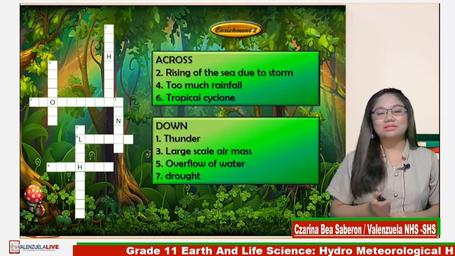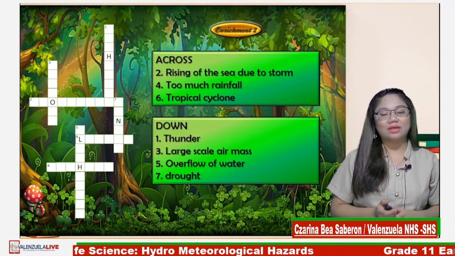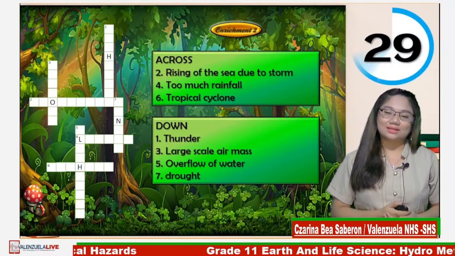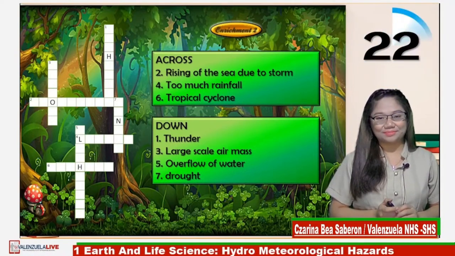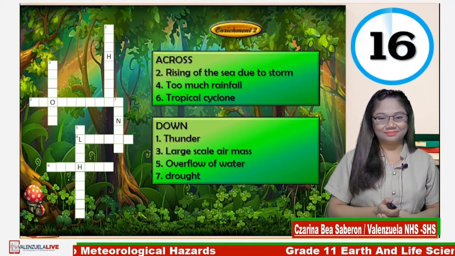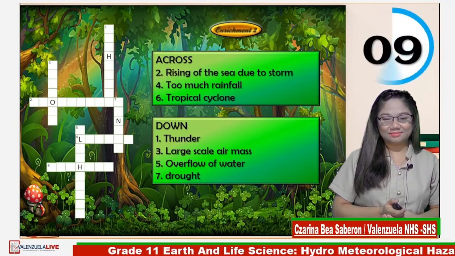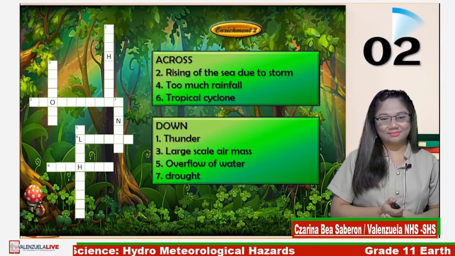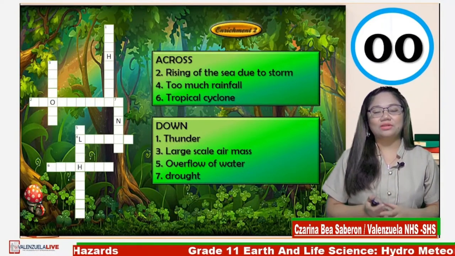Okay, let's have another one. This time, this is a crossword puzzle. We are going to fill in first the across part and then afterwards the downward section. I'm going to give you 30 seconds to think about the answers. For your participation, you may type in your answers in the comment section below. You've got 15 seconds, 10 seconds, 5. All right, time's up. Let's have the across section.